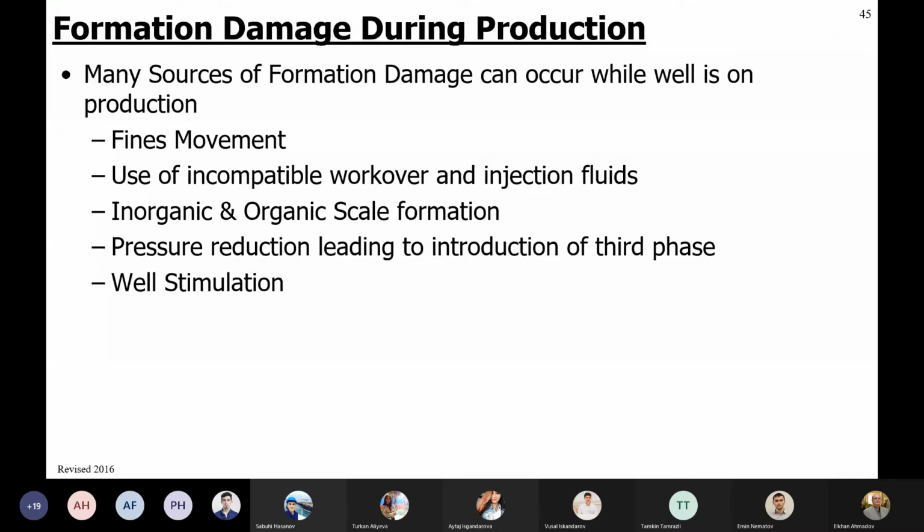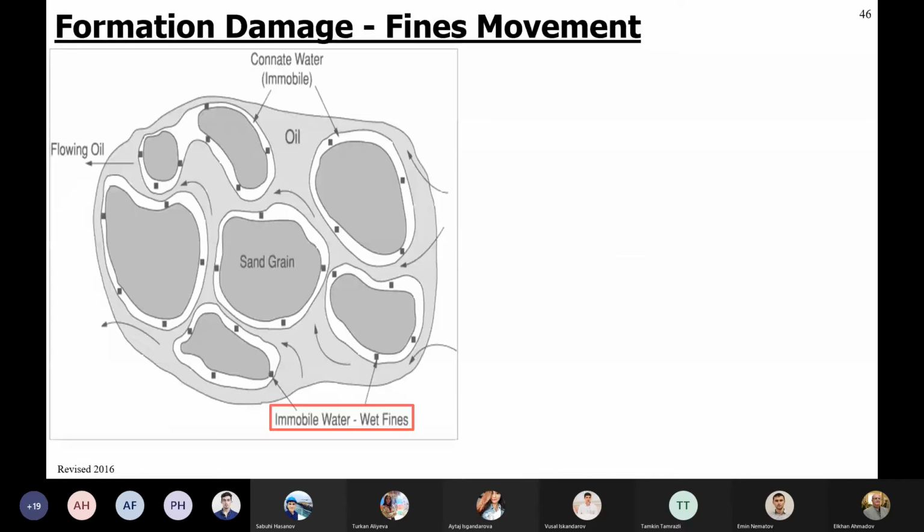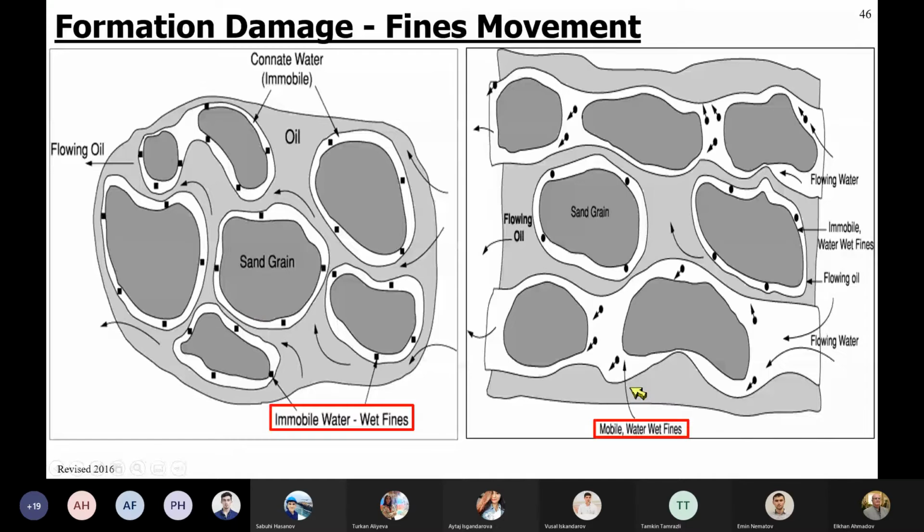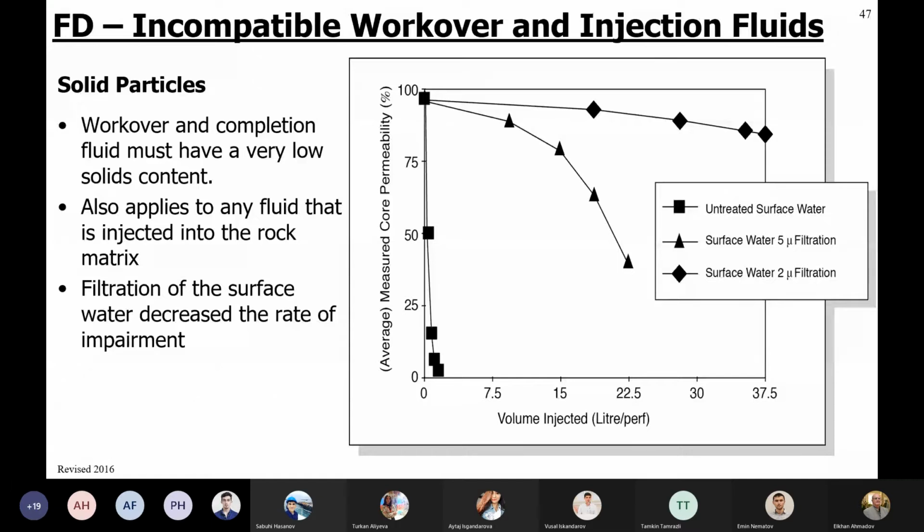Okay, so fines movement, as we talked, is especially effective when we have connate water and some fines are immobile within this connate water, and when the water breaks through the reservoir to the wellbore, then this connate water becomes part of the flow, and these immobile fines become mobile and can cause blockage of the pore throats.